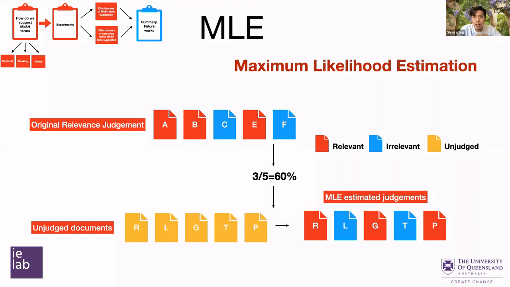The example shown here shows that in the original relevance judgments, 3 of 5 documents are relevant, right? And the percentage is 60%. Then if we have 5 unjudged documents, we will randomly select 3 of them as relevant and 2 of them as irrelevant. We know this is certainly not a great estimation, as we just randomly estimate the relevancy of unjudged documents, but currently that's what we do in the experiments.